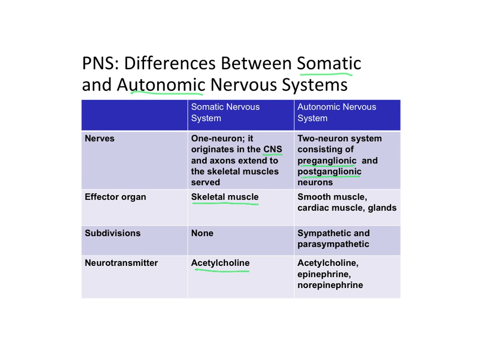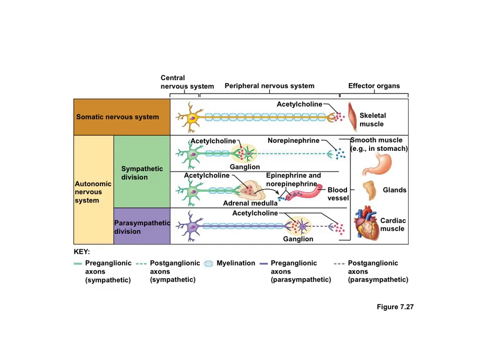The effector organs are things like smooth muscle, cardiac muscle, and glands. And this can be subdivided further into the sympathetic and parasympathetic nervous system, and it uses a wider variety of neurotransmitters, including acetylcholine, epinephrine, and norepinephrine. In this diagram, you can see kind of how those divisions would look.